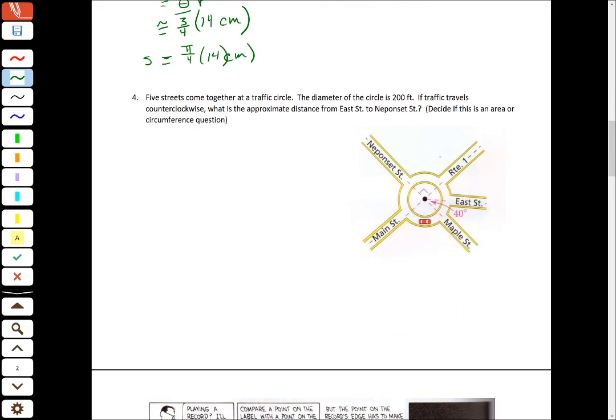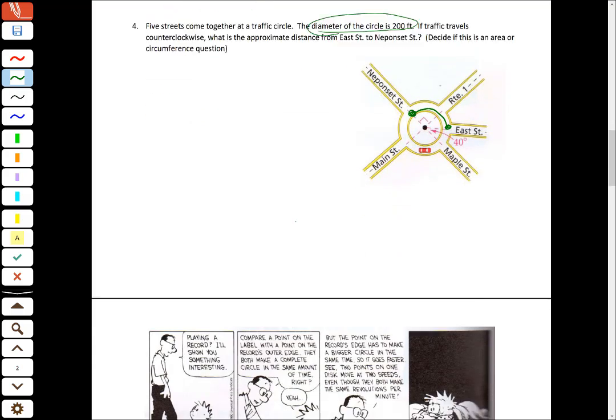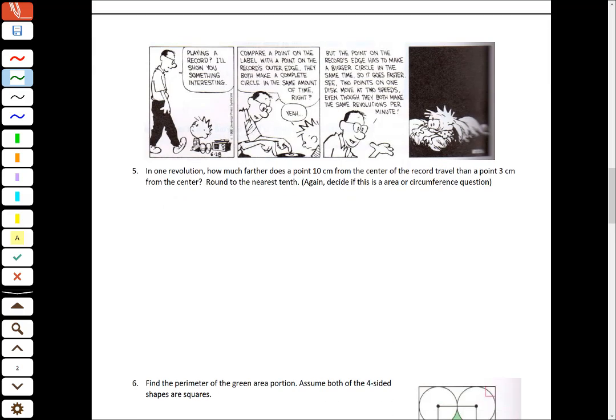Okay. Here, this says 5 streets come together at a traffic circle. The diameter of the circle is 200 feet. So that's not the radius, but it is the diameter. If traffic travels counterclockwise, what is the distance from East Street here to Neponset Street there? And again, this is a question about the length of that arc. It's not about area. It's about how far I travel along this arc. So I'll let y'all do that. That's similar to question 3.